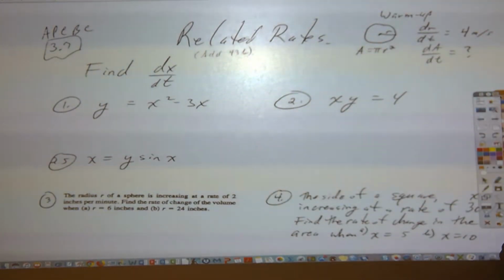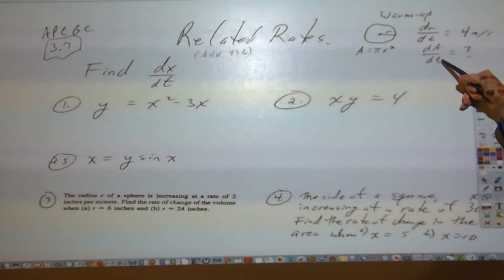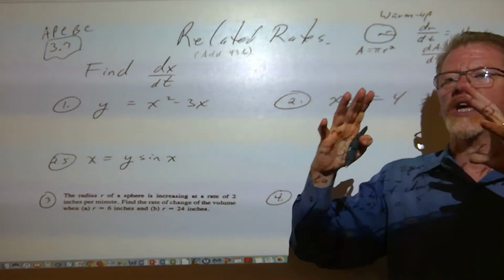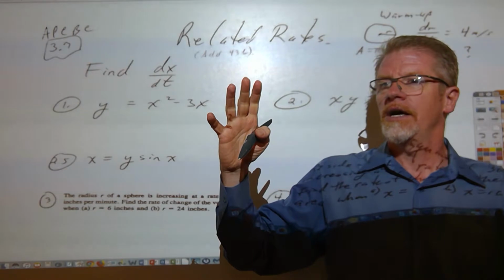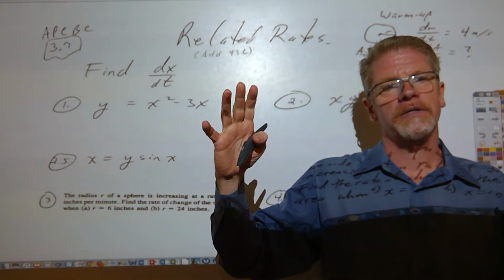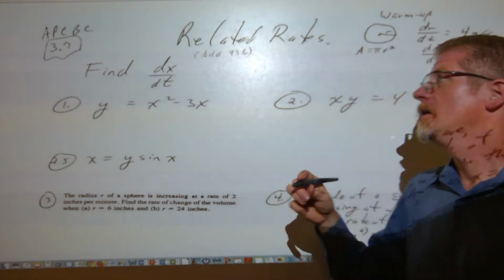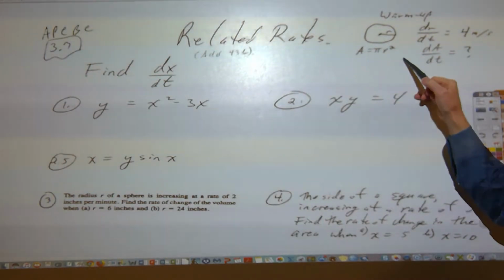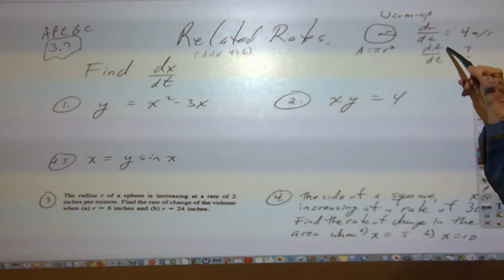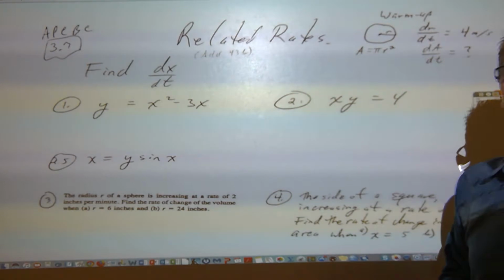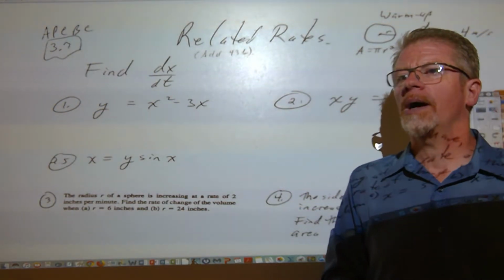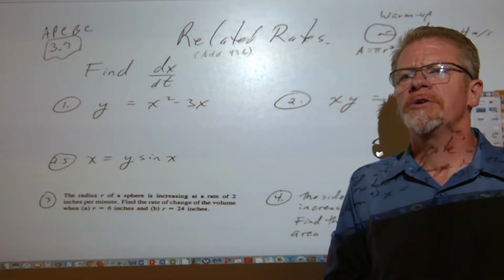By the way, what is dAdt? What's the rate of change in the area of the oil spill with respect to time? Would you please take a moment to do this warm-up problem? What is dAdt when dRdt is 4? This is a warm-up problem. You may begin.